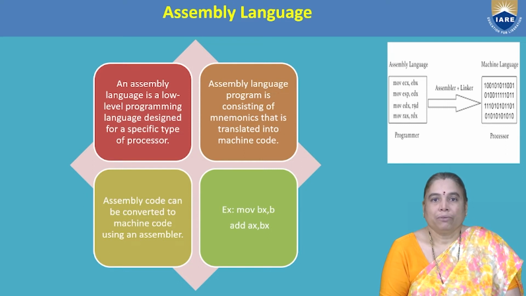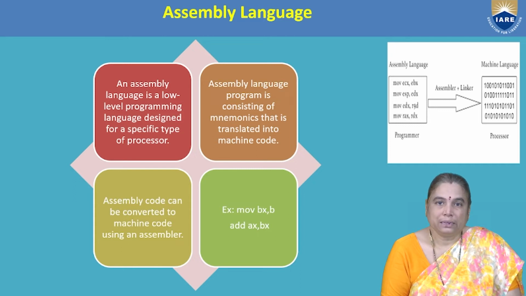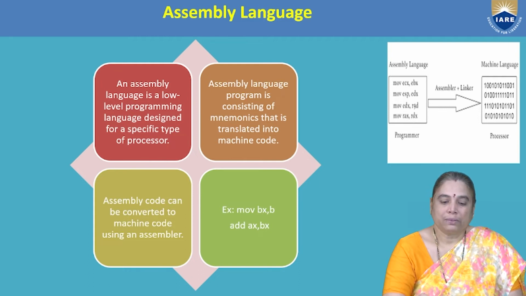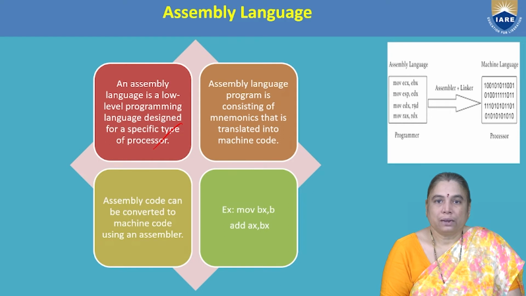Under the low level language, the next category is assembly language. In assembly language, user understandability is increased with the help of mnemonics. Mnemonics are code words that perform one specific operation. An assembly language is a low level programming language designed for a specific type of processor, so it is also processor dependent. The portability of the code is very low in the case of assembly language.